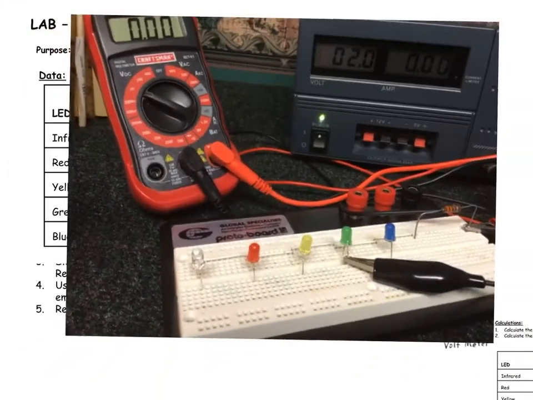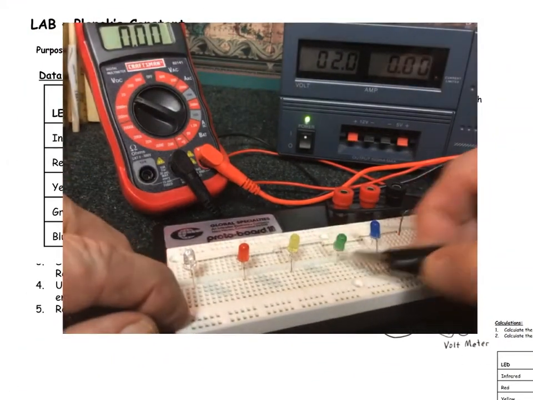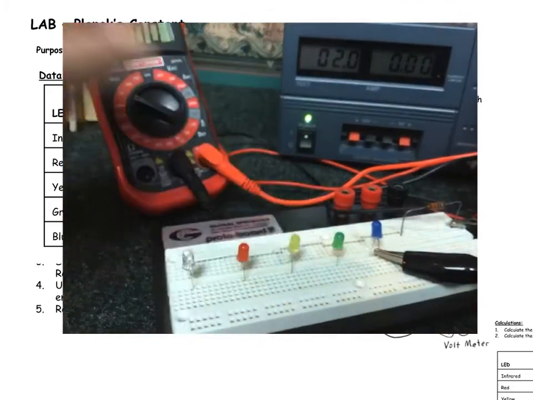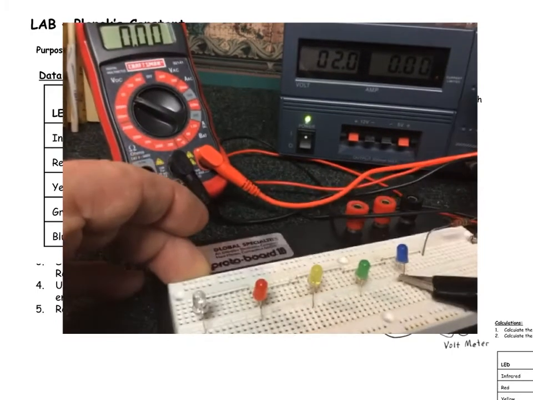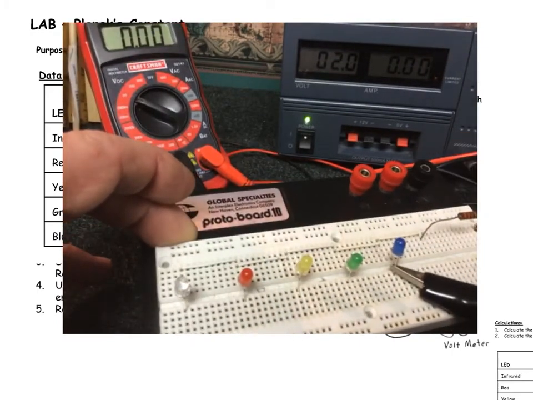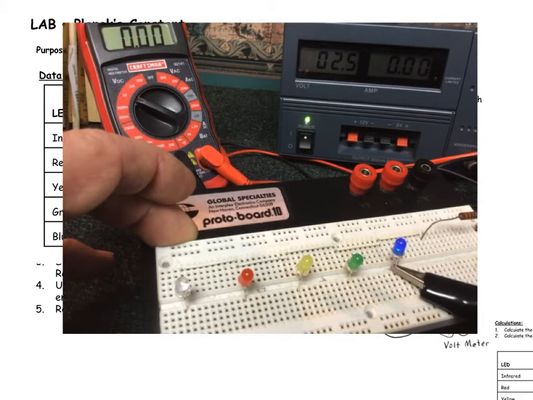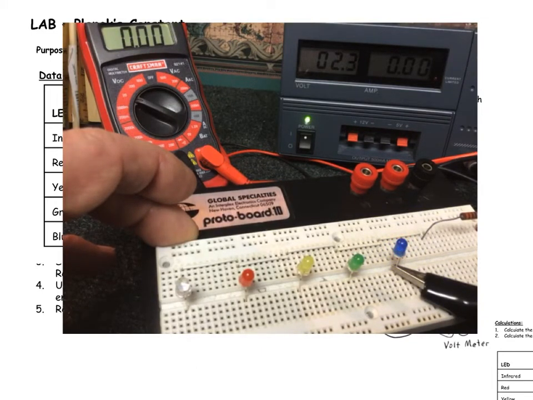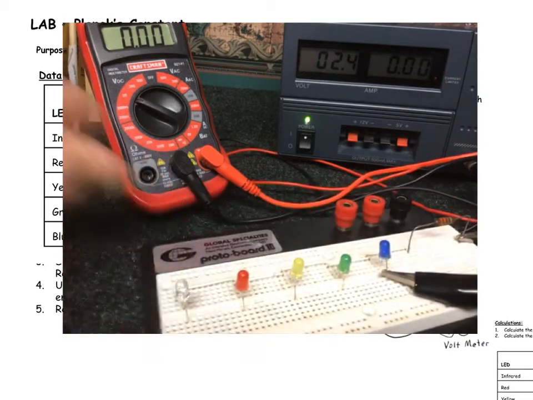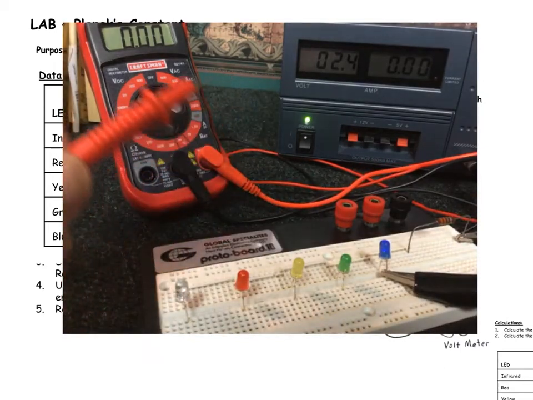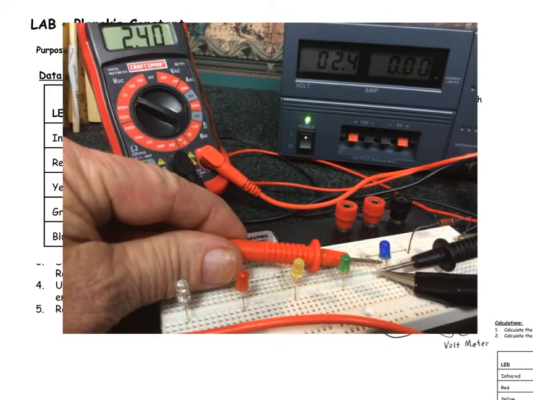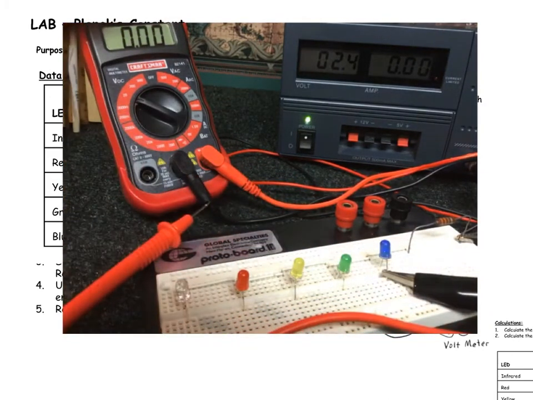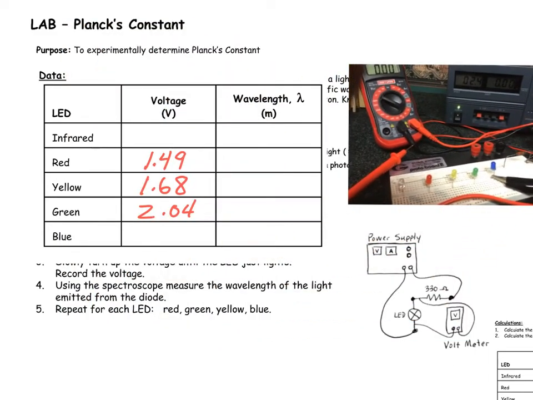Then the blue one. All right, this one, we'll turn up until it just lights. Oh, there it is. Backing down. Just lights right about there. All right, measuring the volts across it. 2.40 for the blue one.